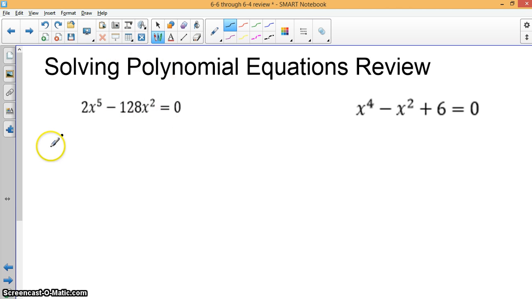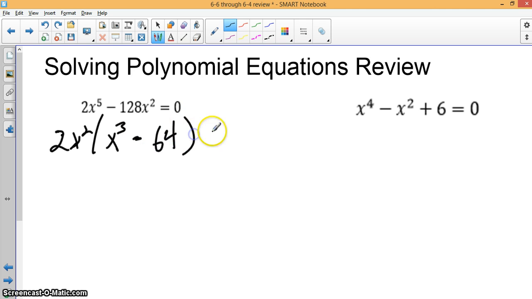2x squared is the GCF. So you can factor out a 2x squared, and you're left with x cubed minus 64. And that equals 0. Okay? So then here, we have 2 factors now. You may have noticed that this factor is going to give us an answer. One of the answers is that x equals 0. We'll get back to that. And then the other answers are going to come from this guy.